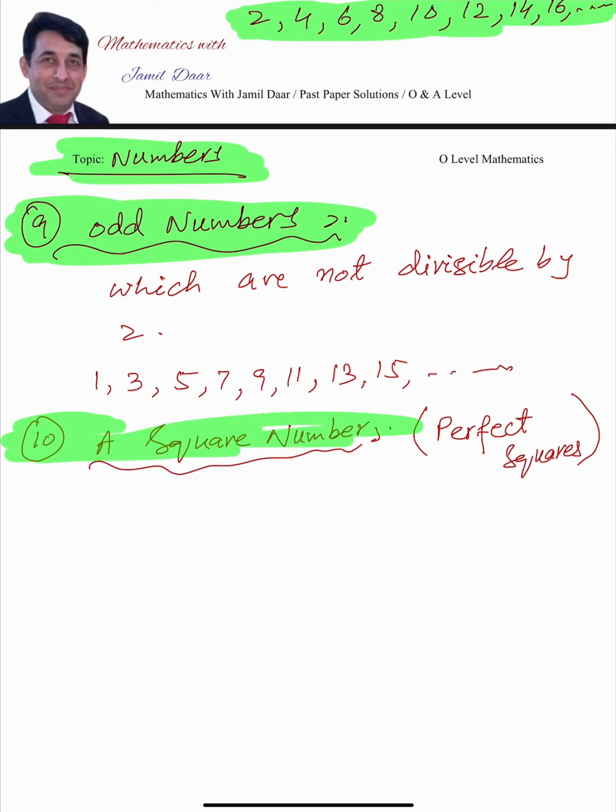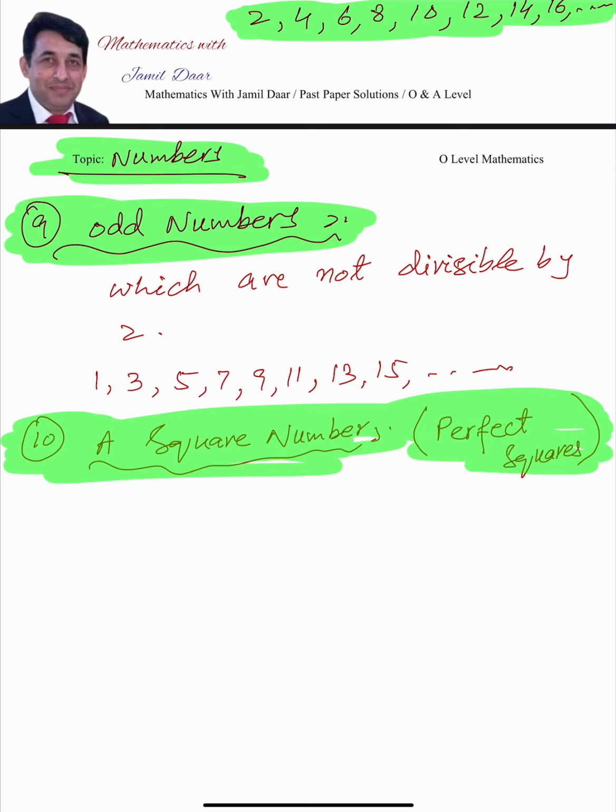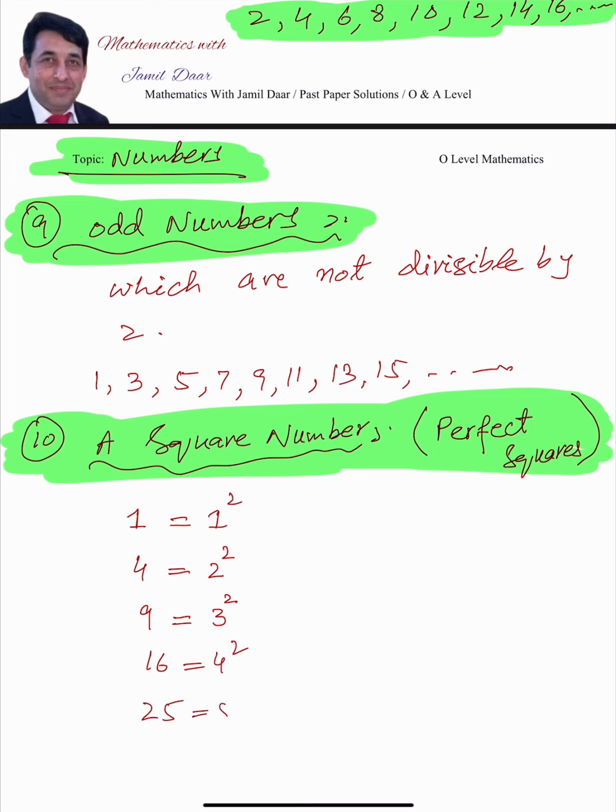What are the perfect squares? Perfect squares are the numbers which can be written in square form. Like 1 is a perfect square because that can be written as 1 square. 4 is called a perfect square because that can be written as 2 square. 9 is a perfect square because this can be written as 3 square. And in the same way, 16, 4 square. 25, that's 5 square.